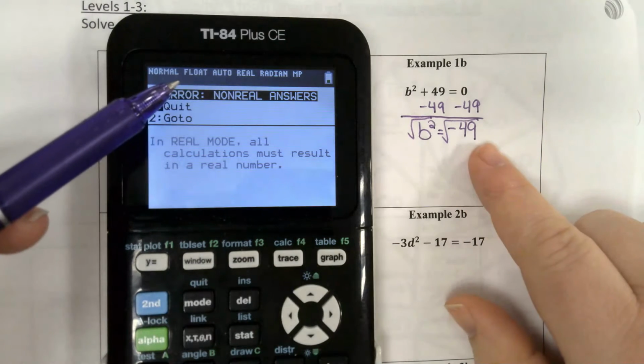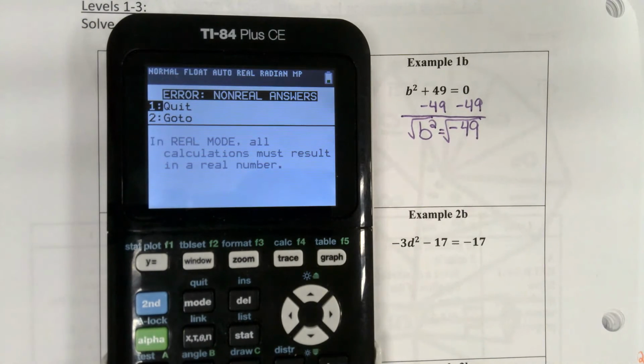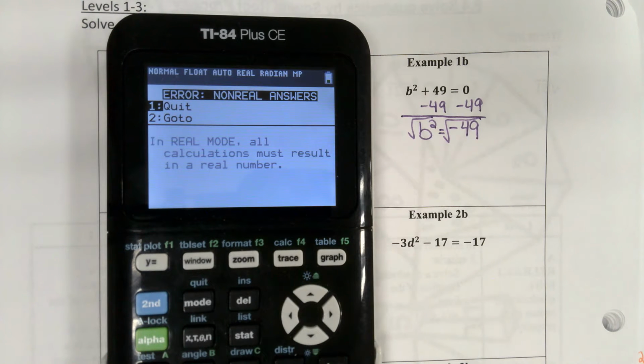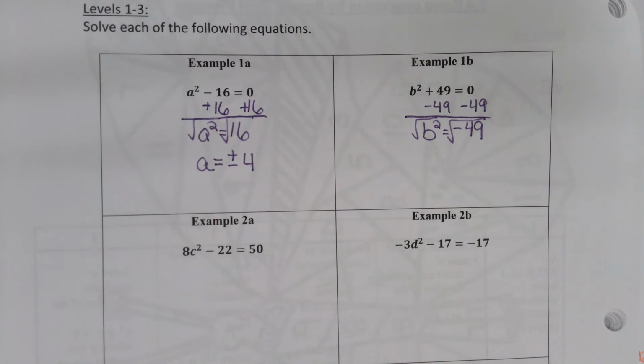That's because every number we have learned so far in our math career is called a real number. All positive, negative numbers, zero, fractions, decimals, irrational numbers, rational numbers, they're all part of the real number system. But the square root of a negative number is part of a whole separate number system called the complex or imaginary number system. And we don't learn about that until we get to algebra 2.